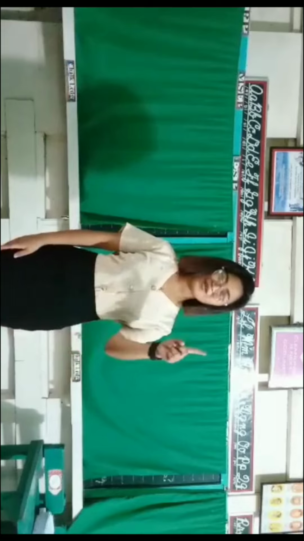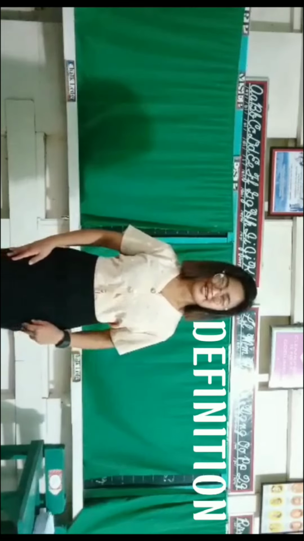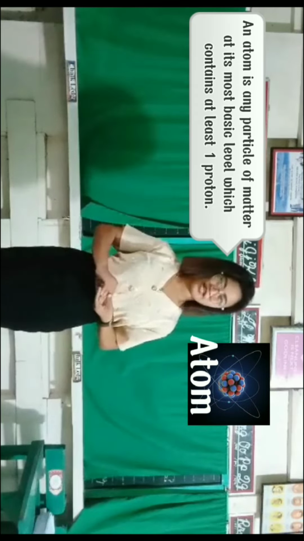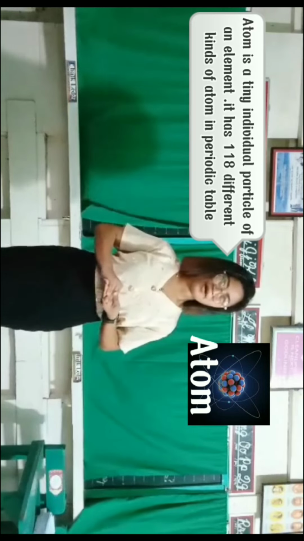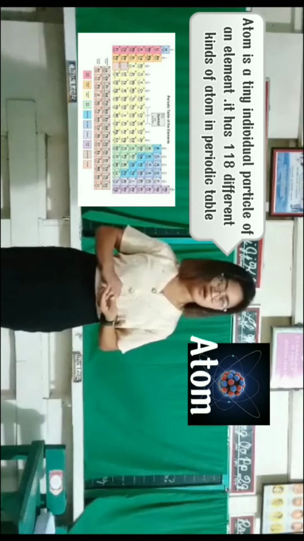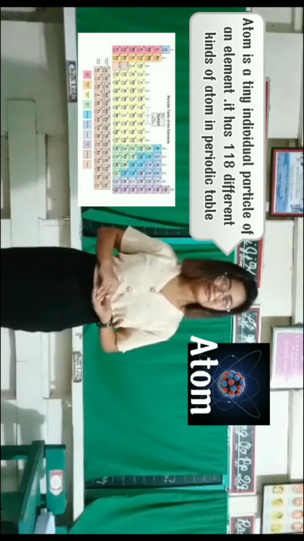In this video, we will learn about the definition and its examples. First of all, we will discuss the atoms. An atom is any particle of matter at its most basic level, which contains at least one proton. An atom is a tiny individual particle of an element. There are 118 different kinds of atoms in the periodic table.